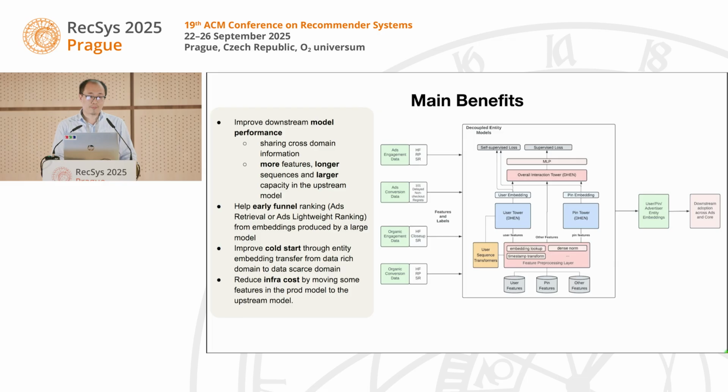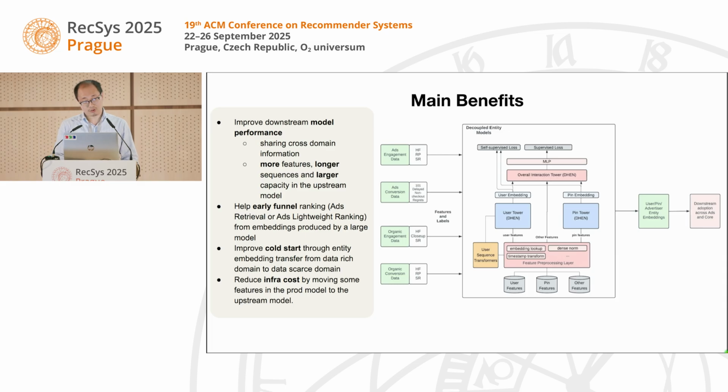So what's the benefit of this approach? Apparently, this approach can improve the downstream model performance. This is because all these embeddings are trained in a cross-domain way. They carry the information from another domain. And one benefit here is the upstream model does not need to be served. So we don't need to care too much about the infra cost or serving cost.